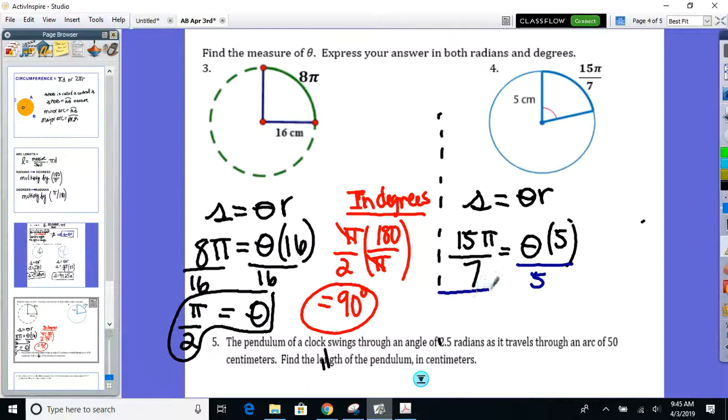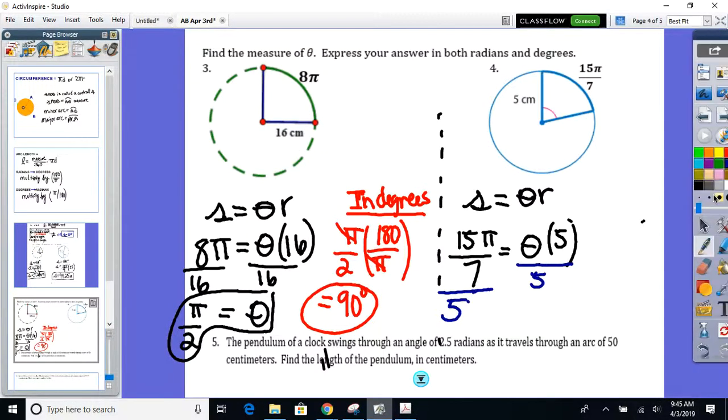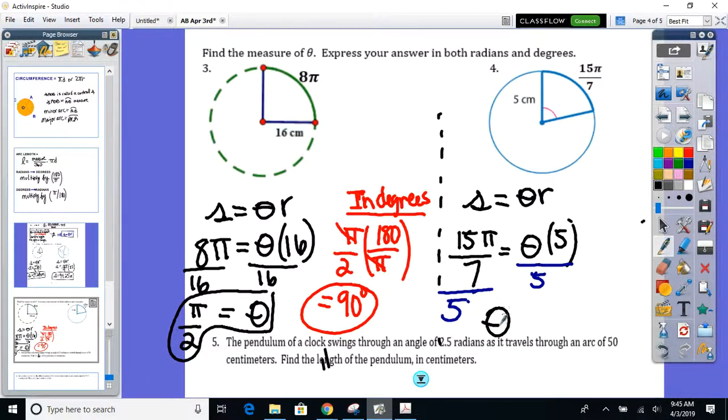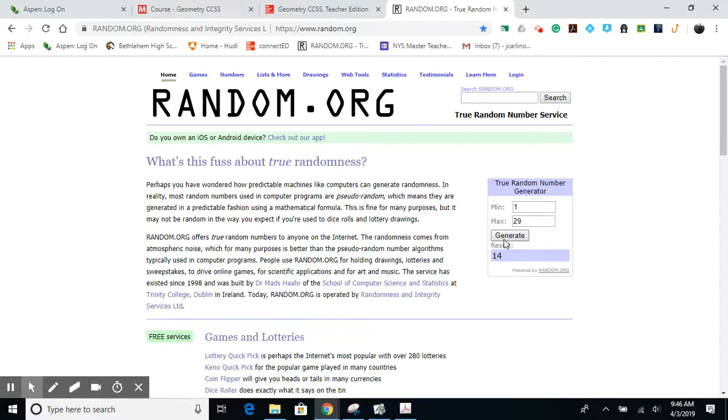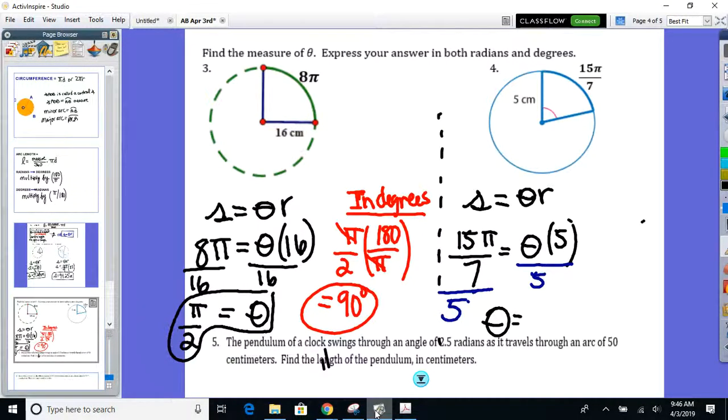Okay, you're going to have to get a fraction template, it looks like. A couple of them, probably. Remember, keep the pi in your answer because it's in radians. Go ahead. So what is 15 over 7 divided by 5? Leave the pi in your answer. What do you have there? So 3 pi over 7?